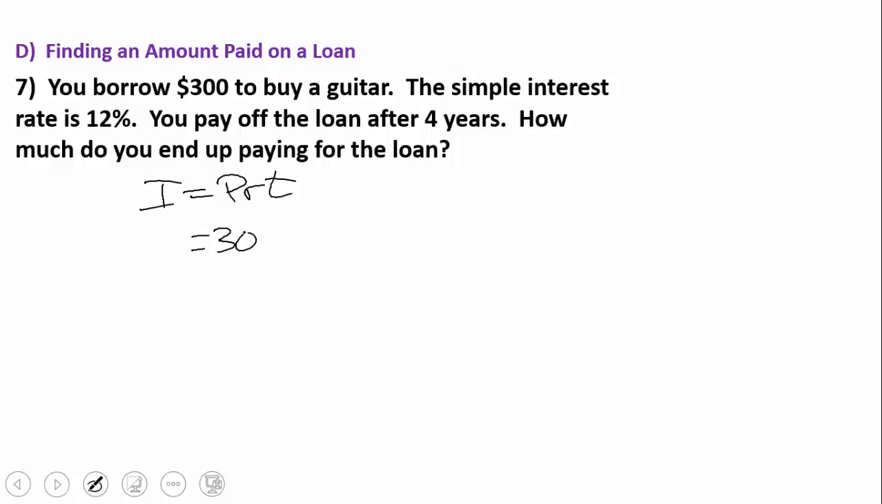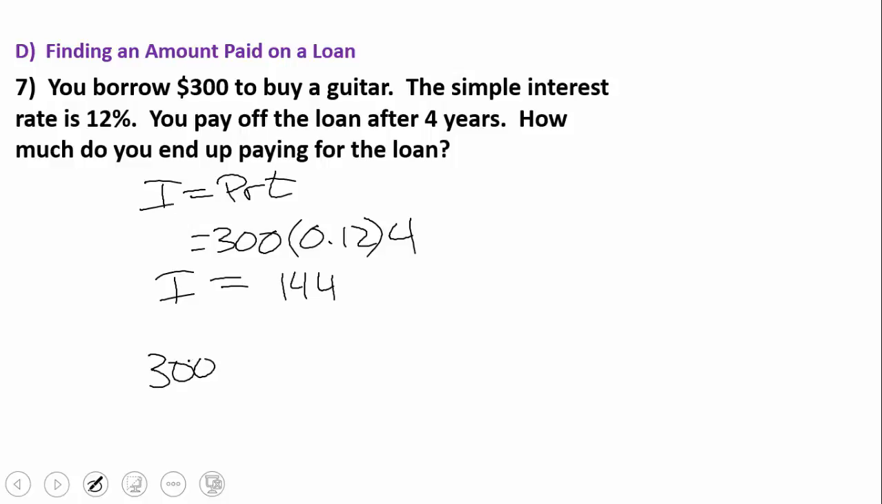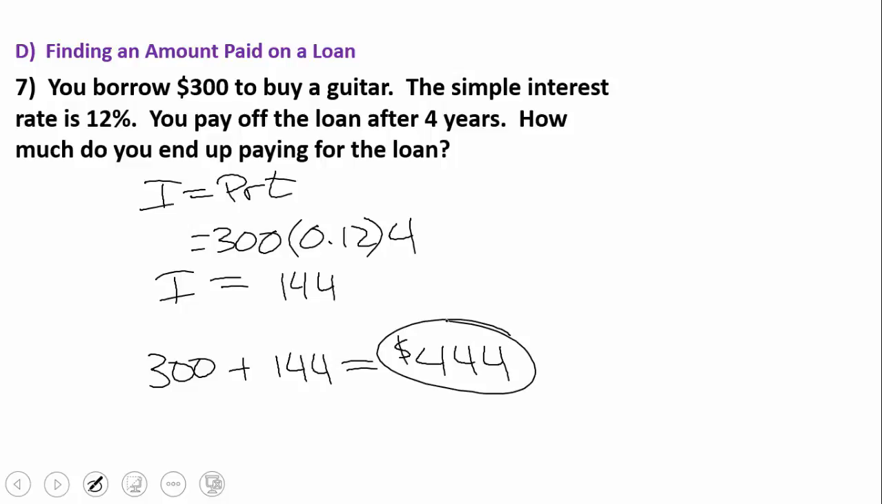So we go $300 as our principal. The interest rate is 12%, so 0.12, and it says it takes us 4 years to pay it off. So when we multiply all those numbers together, we get $144. The interest is $144. So now we take the $300 that it costs for the guitar, and we add that to the $144 that we pay in interest, so we end up paying $444 for that guitar. Very simple.